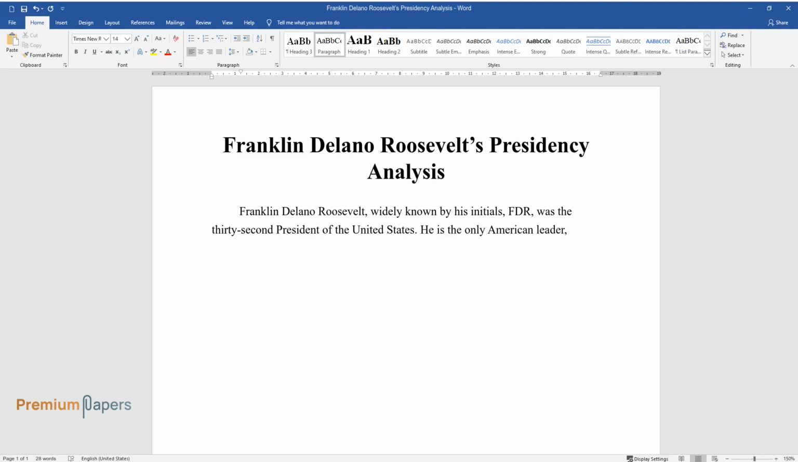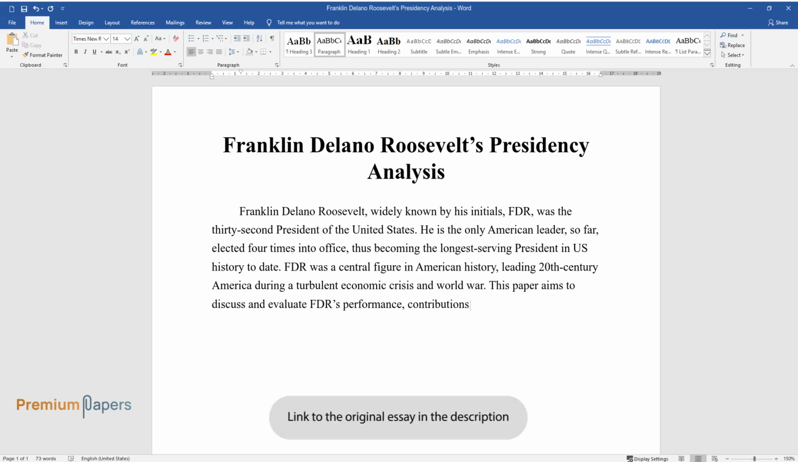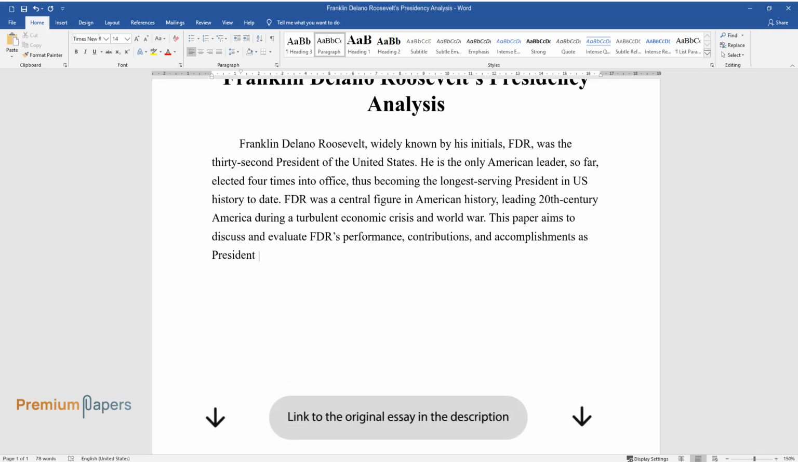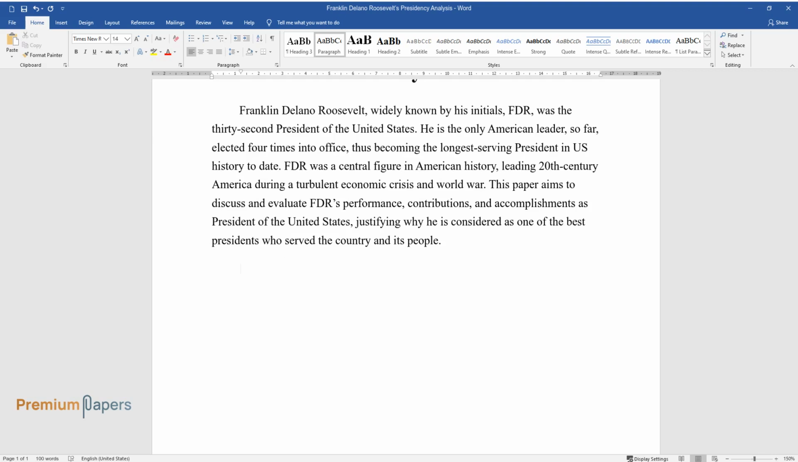He is the only American leader, so far, elected 4 times into office, thus becoming the longest-serving president in U.S. history to date. FDR was a central figure in American history, leading 20th-century America during a turbulent economic crisis and World War. This paper aims to discuss and evaluate FDR's performance, contributions, and accomplishments as President of the United States, justifying why he is considered as one of the best presidents who served the country and its people.